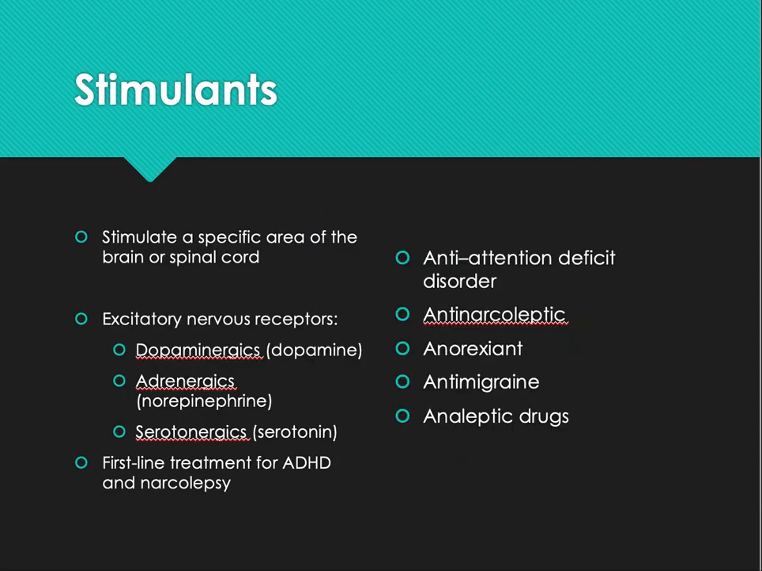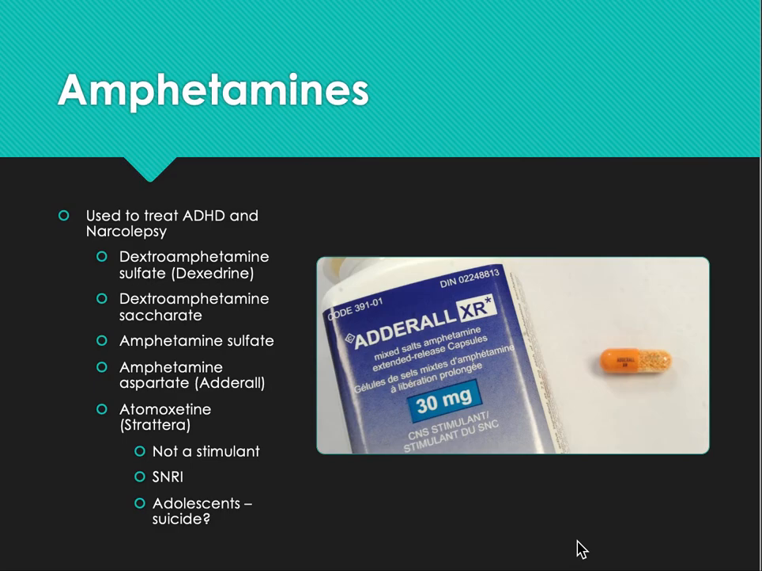So when we're talking about stimulants, they stimulate a specific area. They may stimulate dopamine receptors, adrenergic receptors, serotonin receptors, but stimulants in general are used to treat multiple things, like we just talked about. They are first line treatment for ADD and narcolepsy. They may not be first line treatment for the other things that we talked about. Amphetamines are the primary one that we use to treat ADD and narcolepsy.